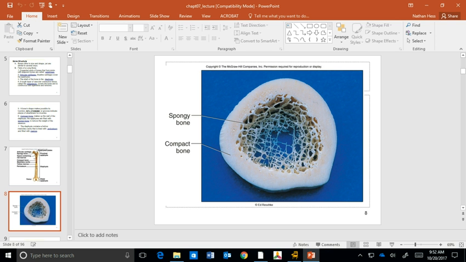Here's a picture so you can see, and this is a nice picture that's in your textbook as well, right? That right there on page 145, showing you the difference between that compact bone and spongy bone. Spongy in the middle, compact on the edges. We cool? All right, let's keep rolling.